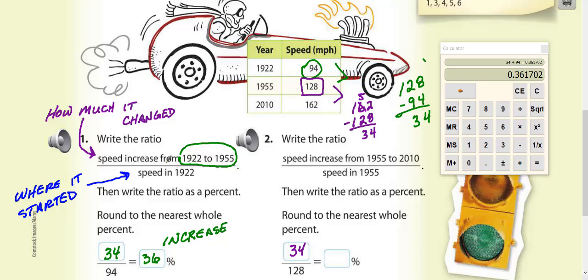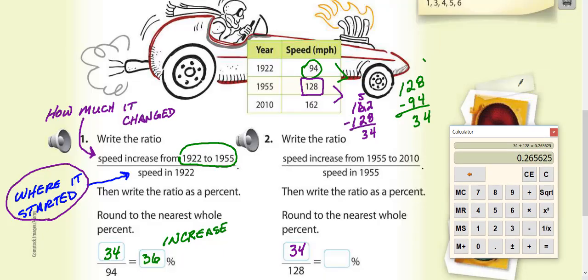So once again, the amount of change is 34, but the percent will be different because this time the where it started, this idea, will be 128. So this time we're taking 34, dividing it by 128, and we're getting 0.265. Rounding that to the nearest percent, we get 27%. So you get 26.5. We're going to round that to 27%.